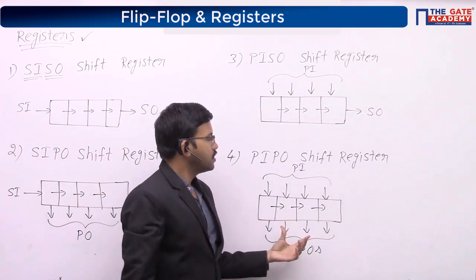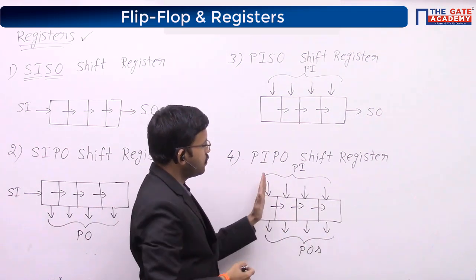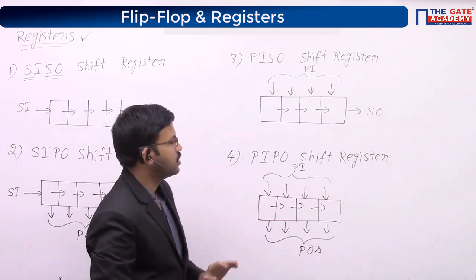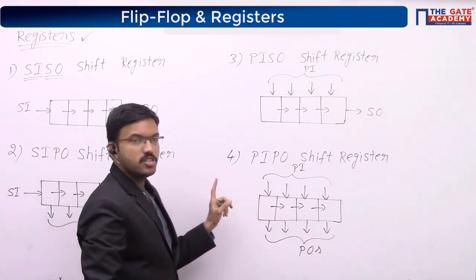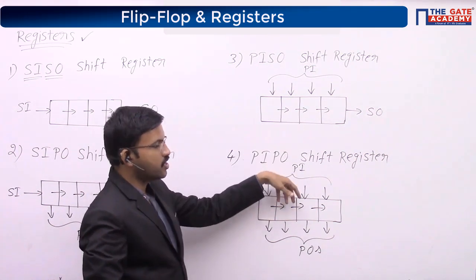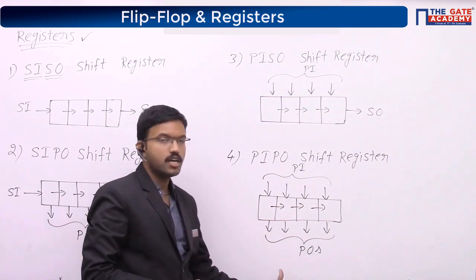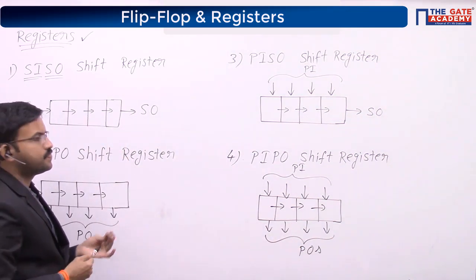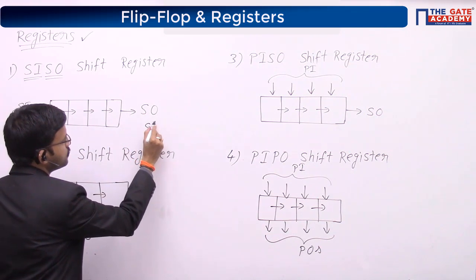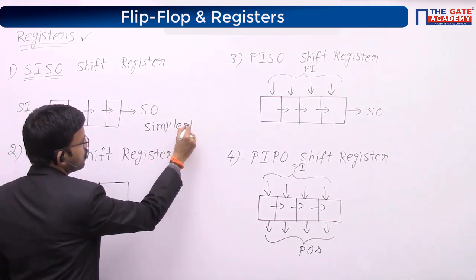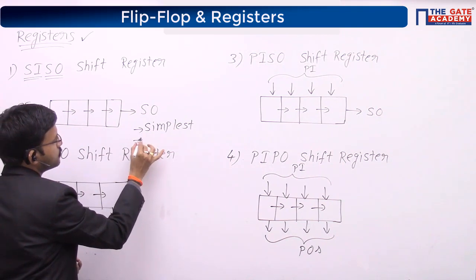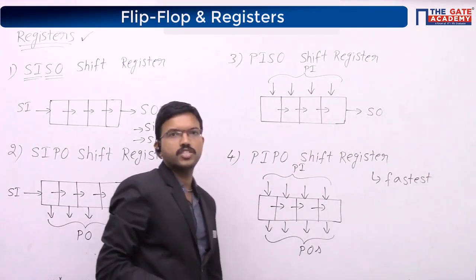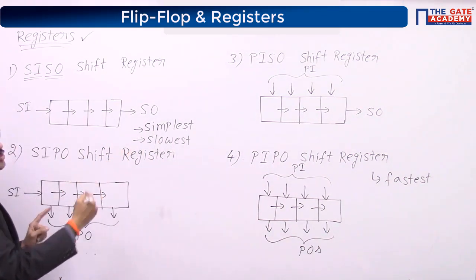Whereas here you will have multiple input lines and similarly multiple output lines. If you observe, this is the fastest one, because the moment you give the inputs, after applying the clock signal, you will get the outputs. Parallel in, parallel out is the fastest shift register. Serial in, serial out is the simplest shift register, but it is the slowest one. Just observe the other 2.